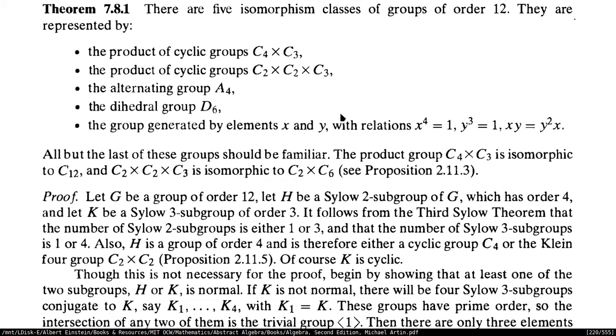The number of Sylow 3 subgroups has got to divide 4, and it's got to be congruent to 1 mod 3. So that could be 1 or 4. So there are either 1 or 3 Sylow 2 subgroups, and there are either 1 or 4 Sylow 3 subgroups. So we can't jump to any conclusions about H or K being normal right off.